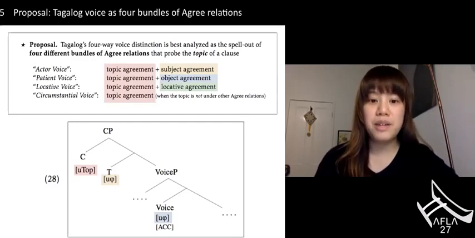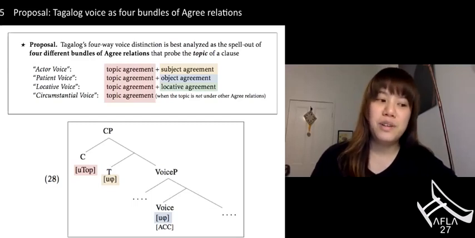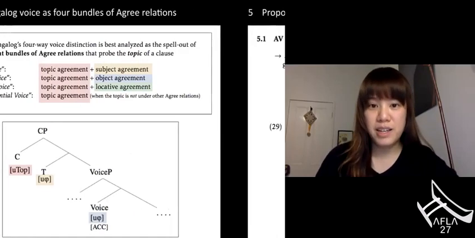So the proposal here is that whenever the goal of U-Top is simultaneously the goal of another probe, then these two agree relations will be bundled in their morphological output. And I'll be quickly walking you through what happens in each voice.